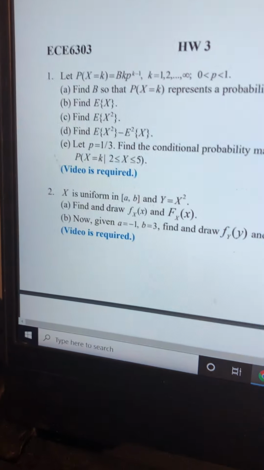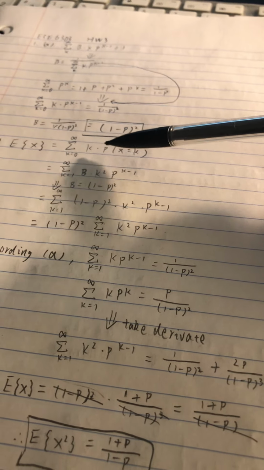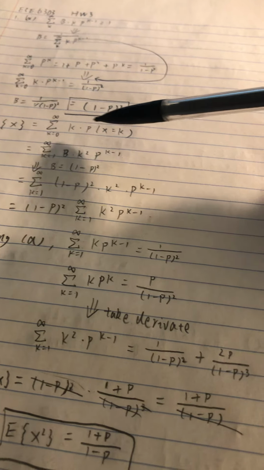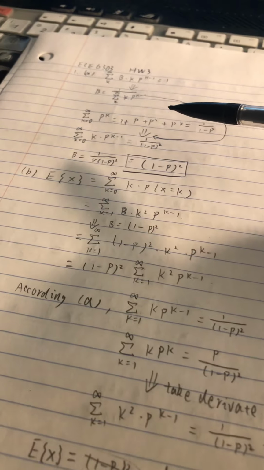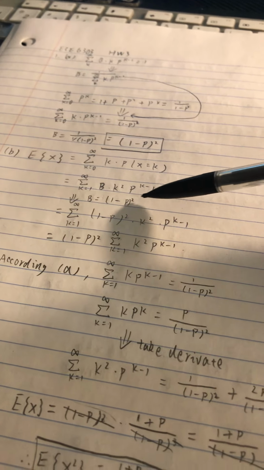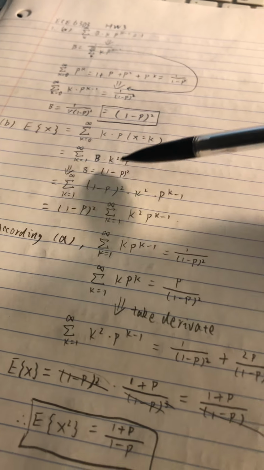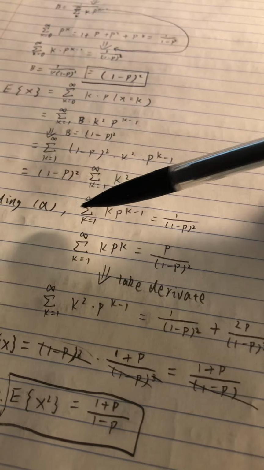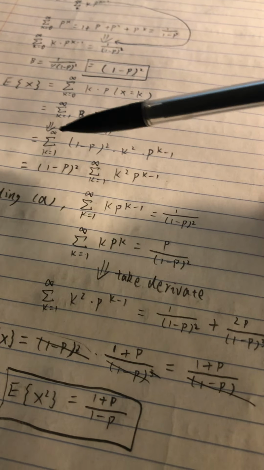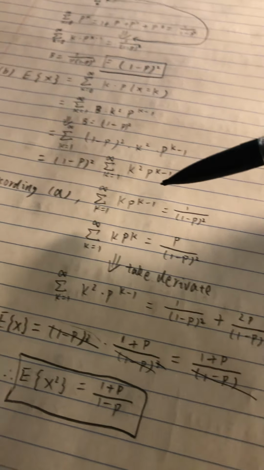And question B is asking for finding EX. So let's see here. According to the sum from k equal to 0 to infinity of k times the probability X equal to k, we can get something like the previous one, but with k to the power of 2. And by taking what we already got in part A, putting this into the function, we can get this. In the next step, we take this one in front of the sigma, and that's the part of the result we got until now.